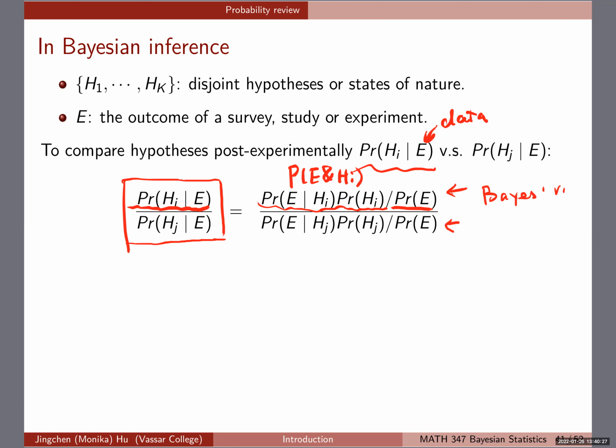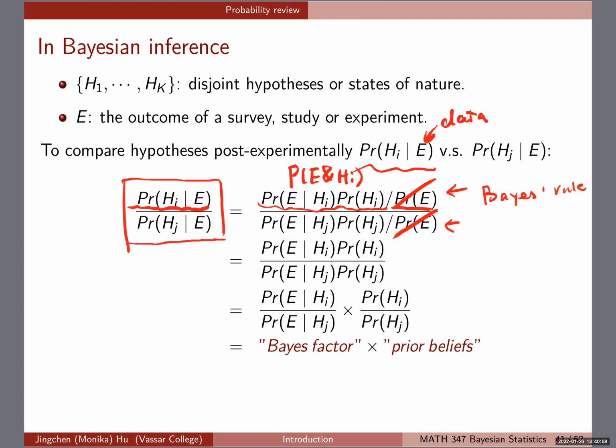What's interesting is that immediately we can start to cancel out some terms. In the denominator, both are the marginal of E, so we can cancel it out. Once we cancel it out, we're left with the product of E given HI times HI, over that with HJ. If I further break this product into two products, since there are two terms here, I can break the first part as the ratio, what we call the Bayes factor.